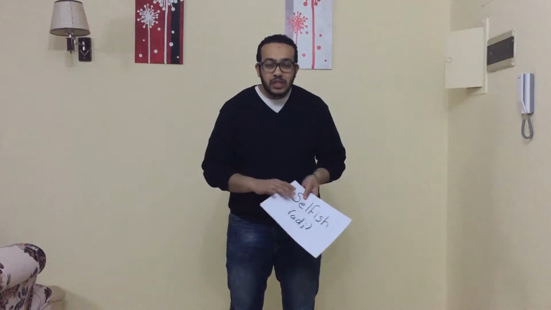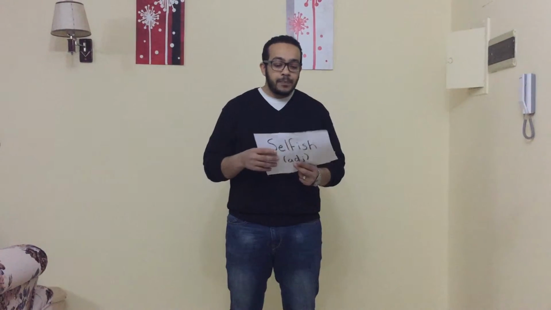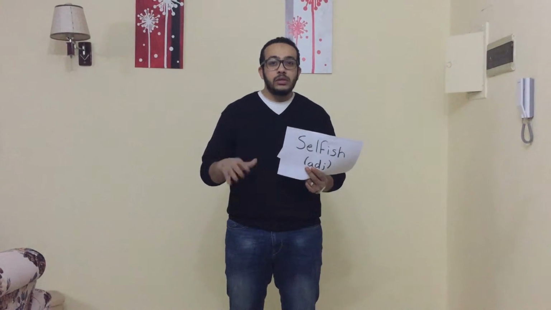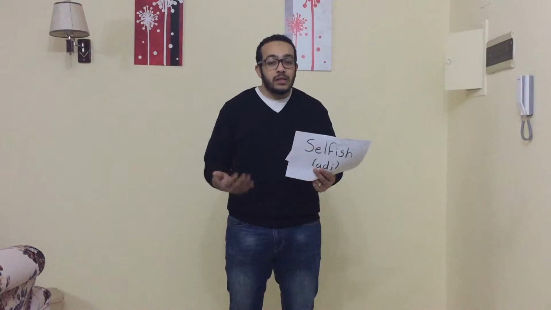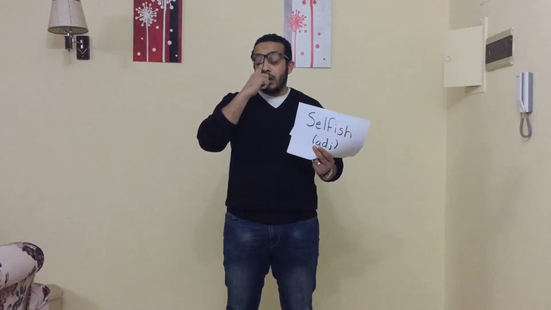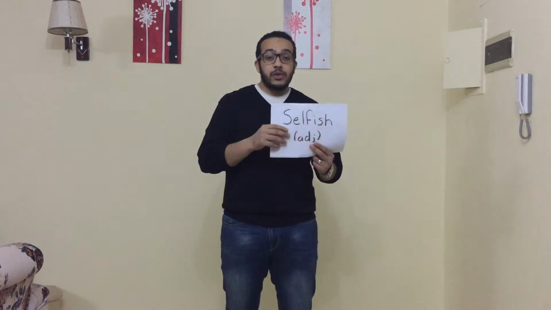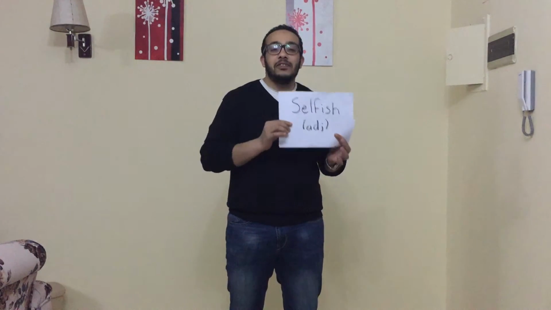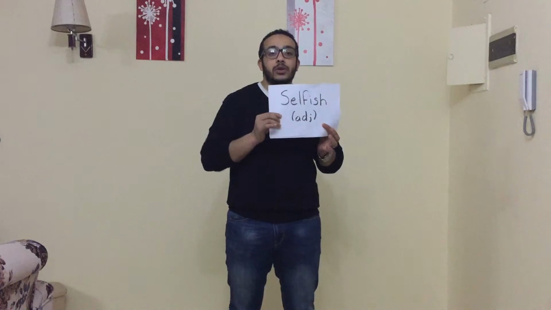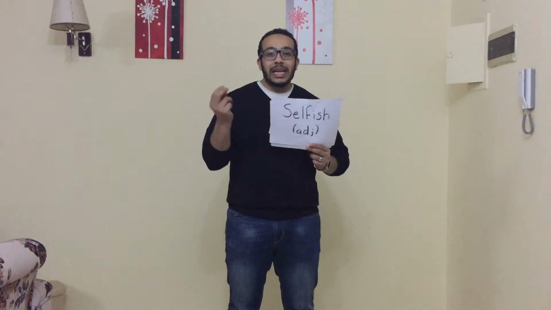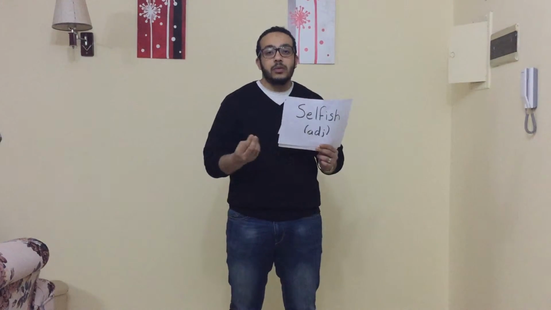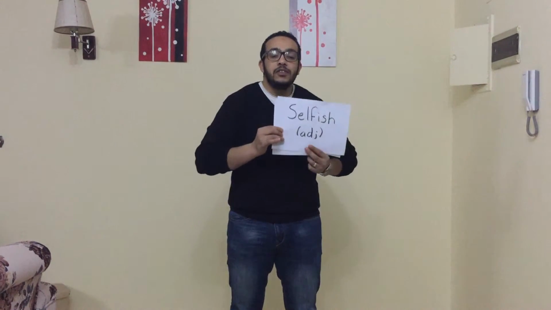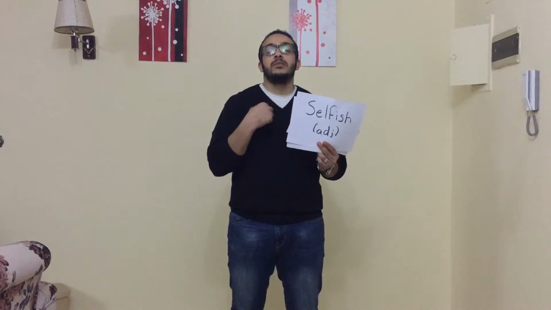Actually, my method in teaching or explaining vocabulary is kind of unconventional. I don't teach it in the conventional or traditional way. So, today's first word, for example, is selfish. I'm saying the word 3 times to make sure that they all get how to pronounce the word. So, selfish. Selfish means a person who only thinks of himself.